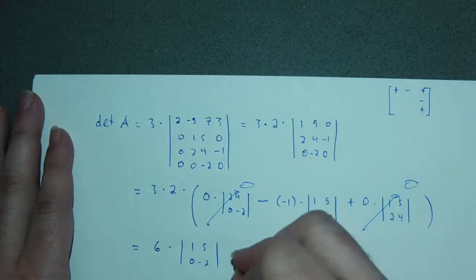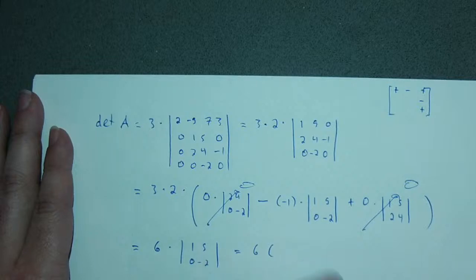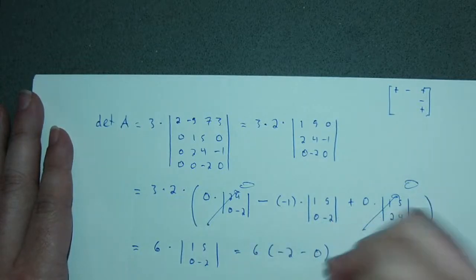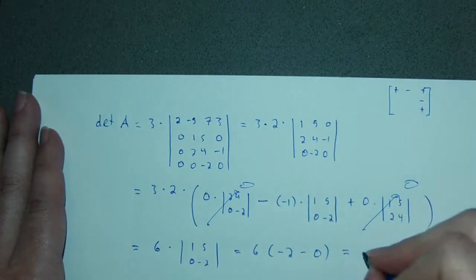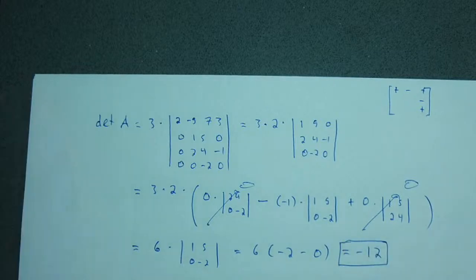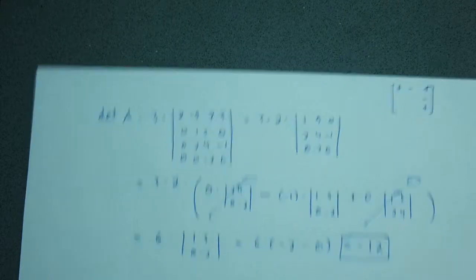So this is 6 times 1 times minus 2 is minus 2, minus 0 times 5 is 0. This is 6 times minus 2, or minus 12. Okay. All right.